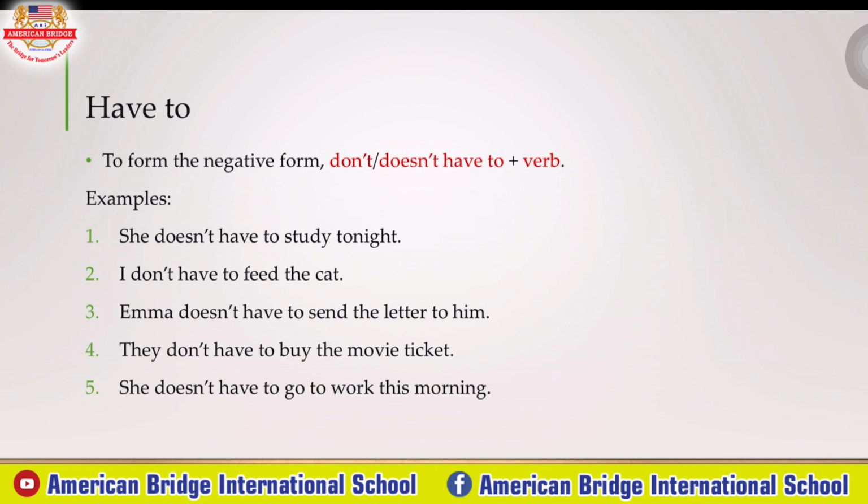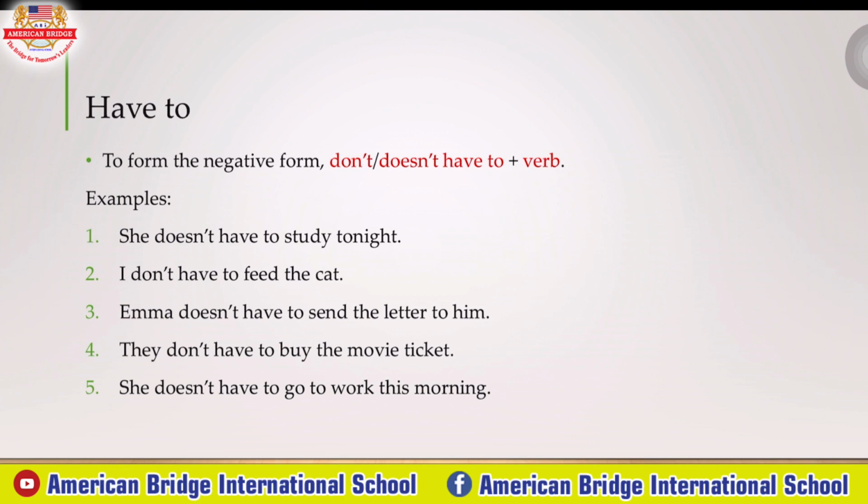Okay? Now, let's see the examples together. 1. She doesn't have to study tonight. The reason that she doesn't have to study tonight is because tomorrow will be a holiday or tomorrow won't have the exam, right? Now 2, I don't have to feed the cat. So the reason behind this is perhaps that somebody else is also at home and that cat already had a meal, right? Okay. Number 3, Emma doesn't have to send the letter to him.